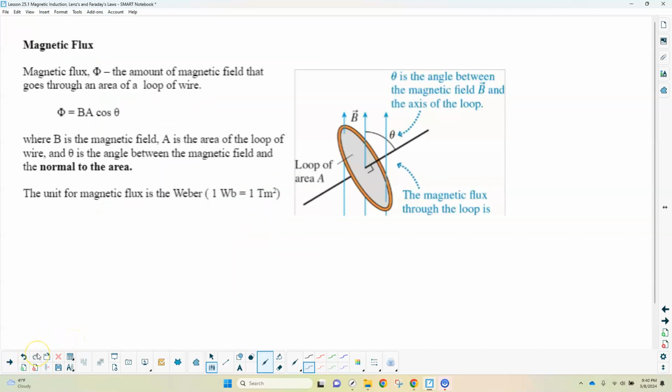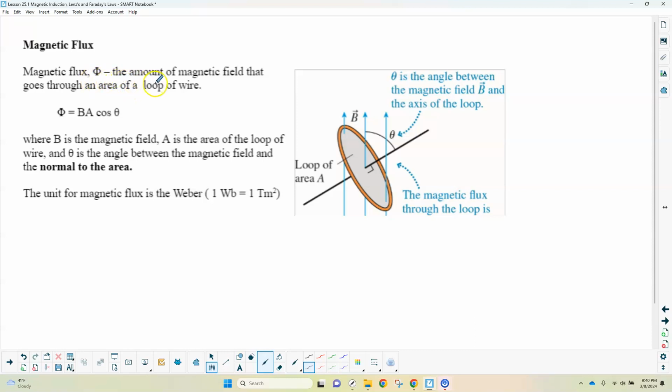All right. So that is, I think, probably the most confusing part. This next part is a little easier to visualize, but it's not super simple. So we're going to talk about something called flux, and this is called magnetic flux. So magnetic flux is represented by the letter phi.